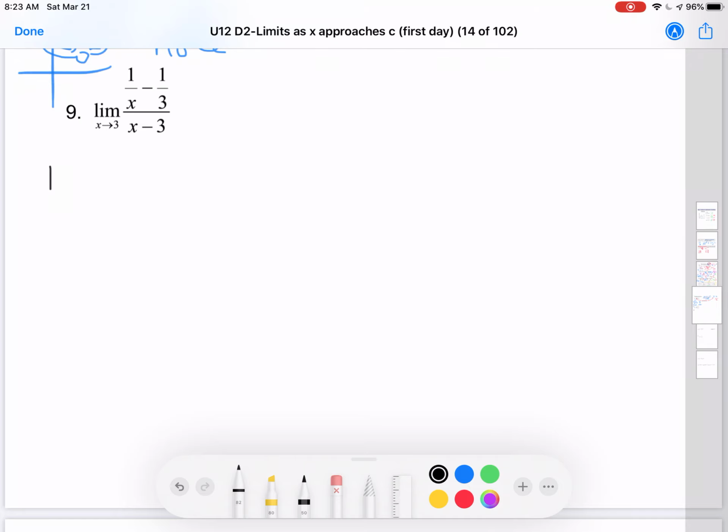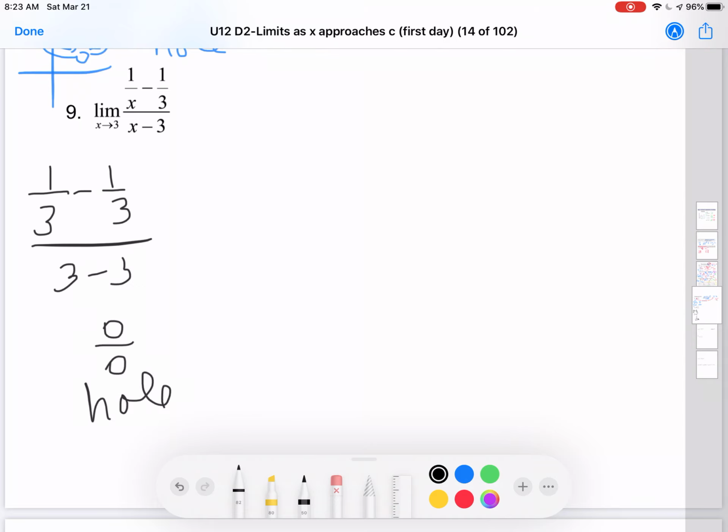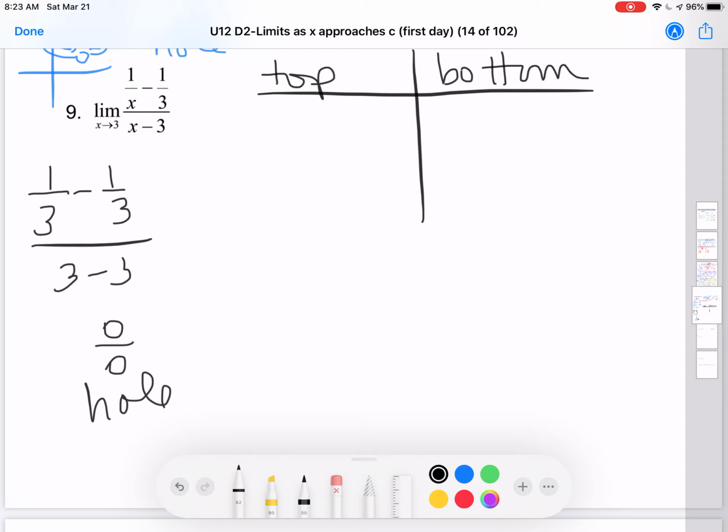Next one, plug in again. So 1/3 minus 1/3 over 3 minus 3, 0 over 0. A hole exists. When we have a hole, somehow simplify, rationalize, do something to alter it so that we can replace in the value and get the limit. Okay, so top, bottom over here.